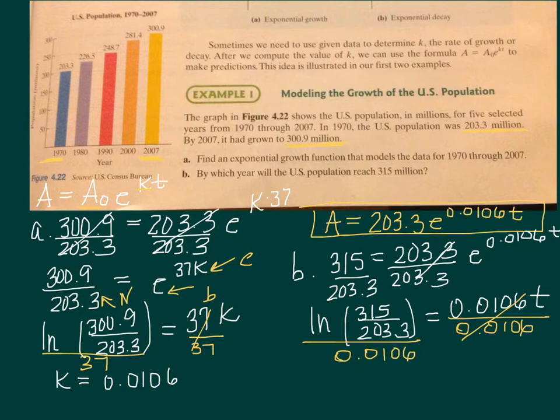And let's see what we get. So it's going to take about 41 years for it to grow to that amount. And since they want what year will it be, you would take the 1970, because that's what we started with, and add 41. So that would give us approximately the year 2011.